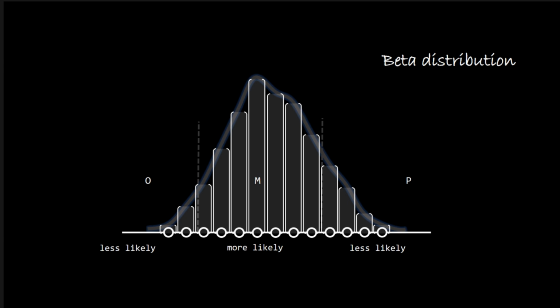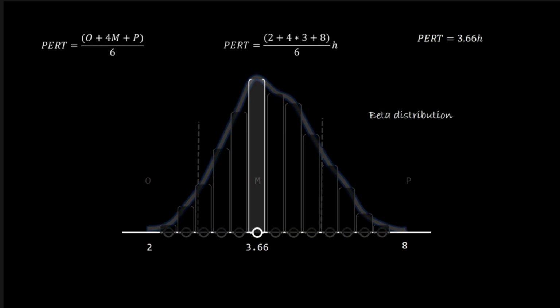Calculating PERT is approximating to the mean of the beta distribution, comparable to calculating the highest point of the curve, where the most likely outcomes have clustered, whatever that peak happens to be. In our example, we have determined that mean to be close to 3.66 hours.